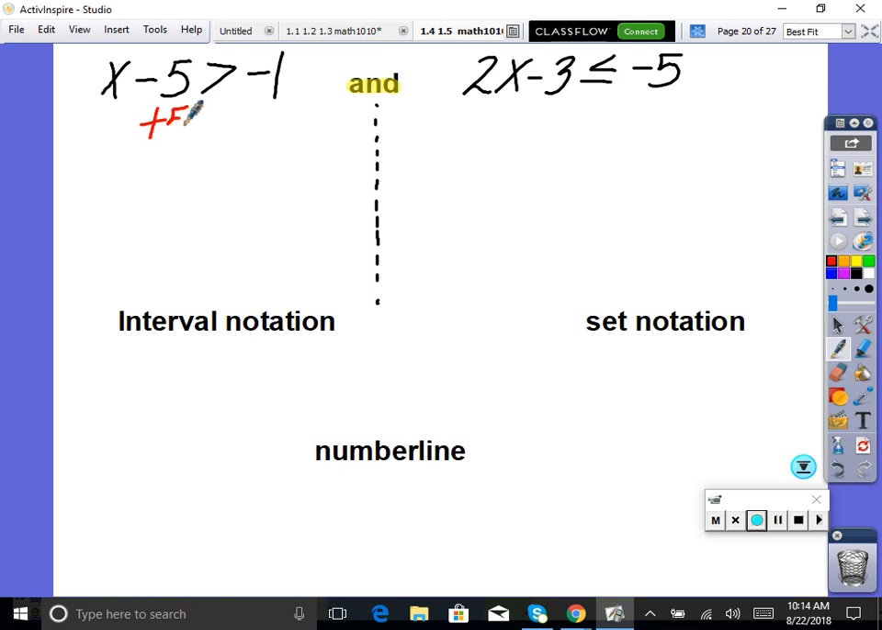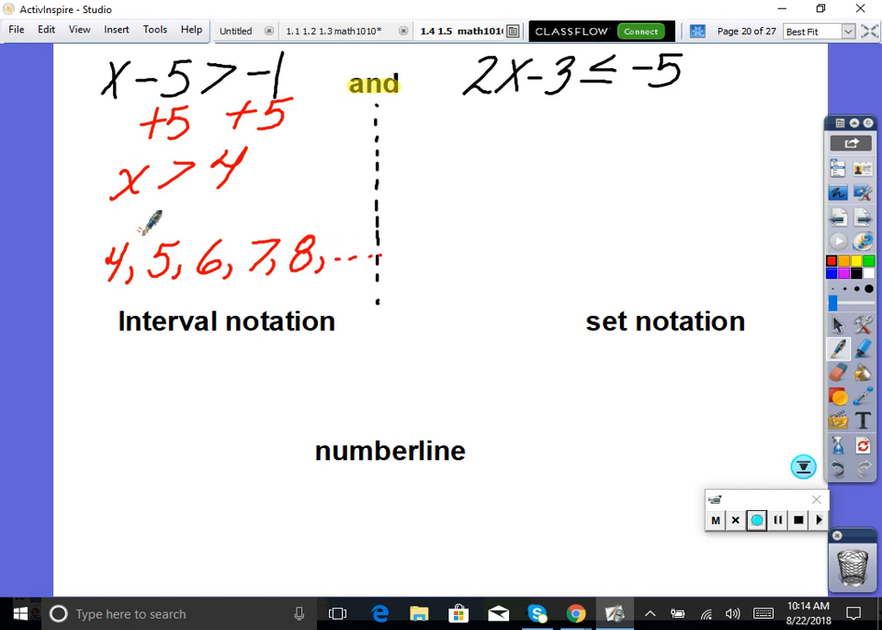So we'd add 5. So we have x values greater than 4 in our solution set here. I'm going to write that out in an example for myself: 4, 5, 6, 7, 8, and on forever, not including 4. True? I'm going to point a little arrow. It goes on forever that way. All of those are in that one solution.